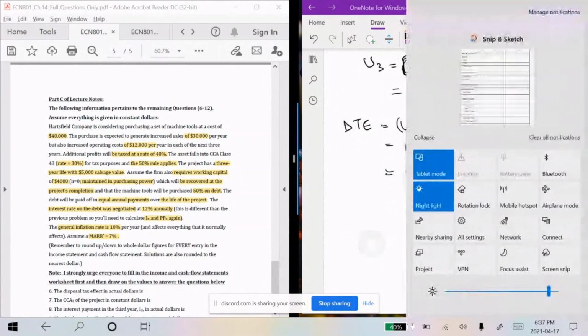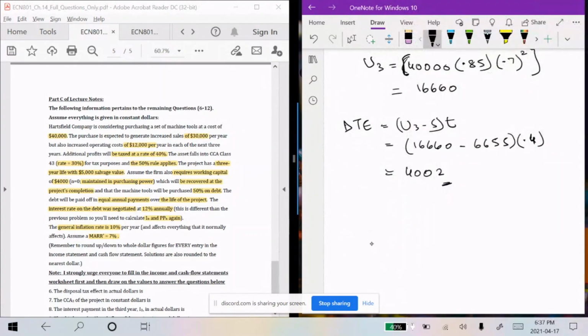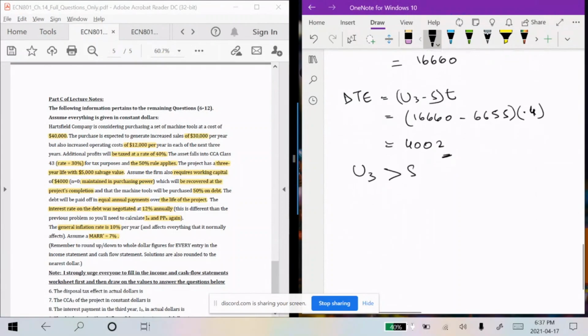All right. Now, one thing to keep in mind here is the U3 we got was greater than the salvage value. What that means is the equipment was under depreciated. So the company ended up paying more in taxes than it should have. So the company paid more.